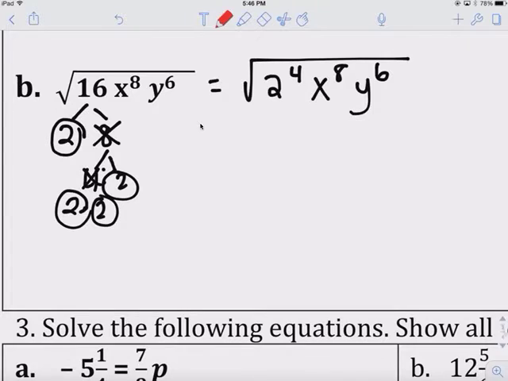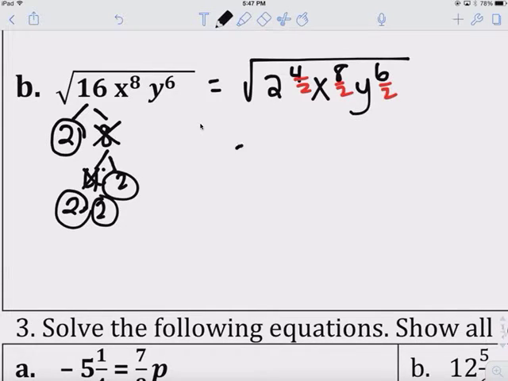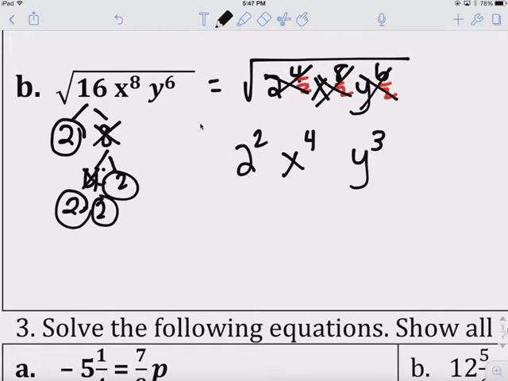Okay, we divide by 2, divide by 2, divide by 2. There's no remaining, so therefore there's no square root left. Nothing remains inside, so 2 to the 2nd, no remaining. X to the 4th, no remaining. Y to the 3rd, no remaining.